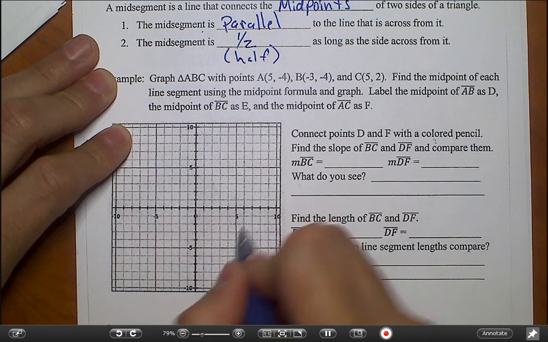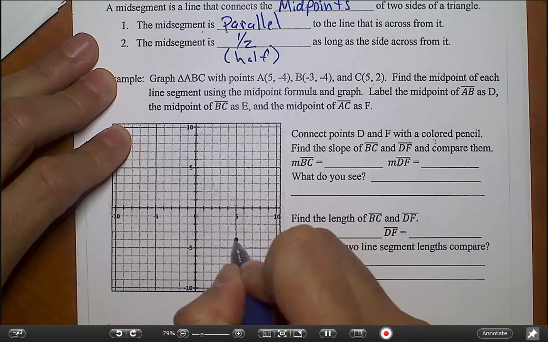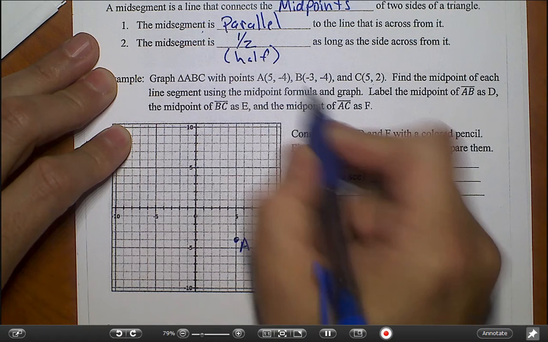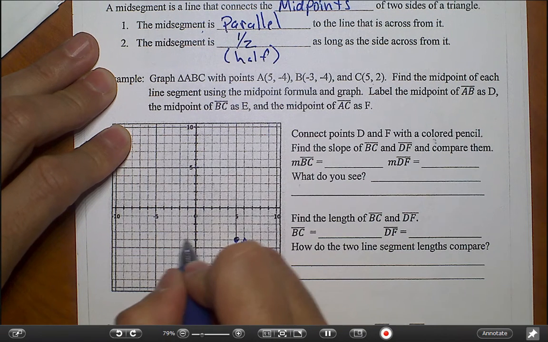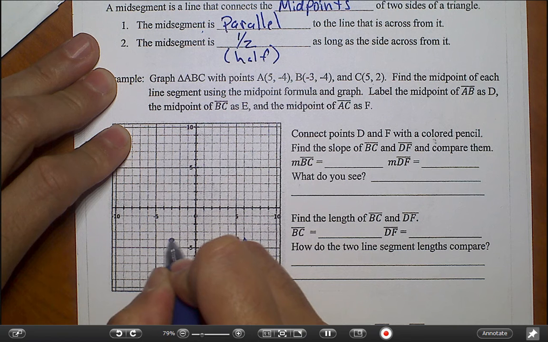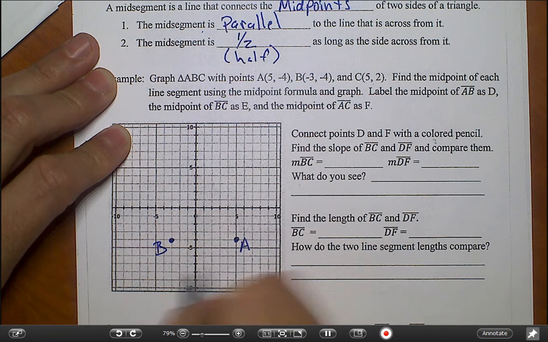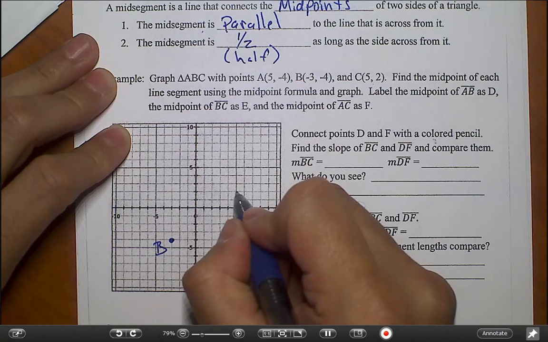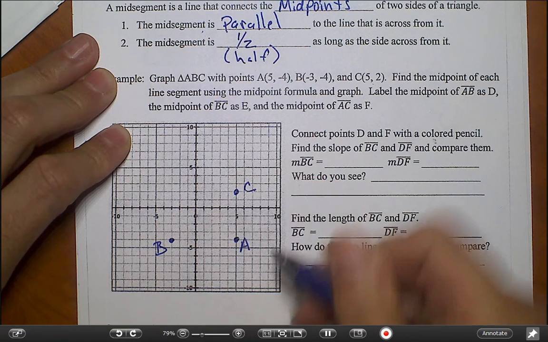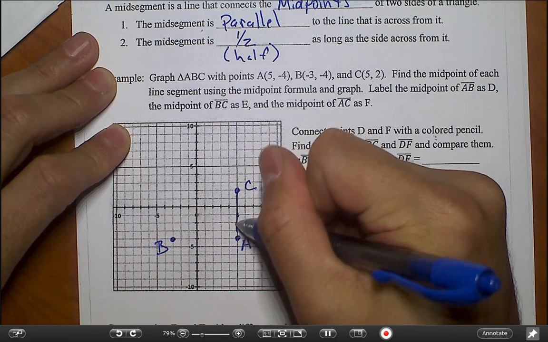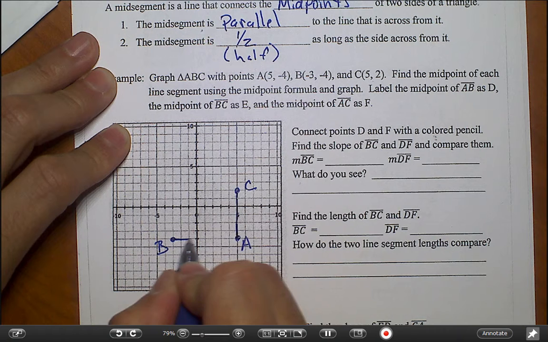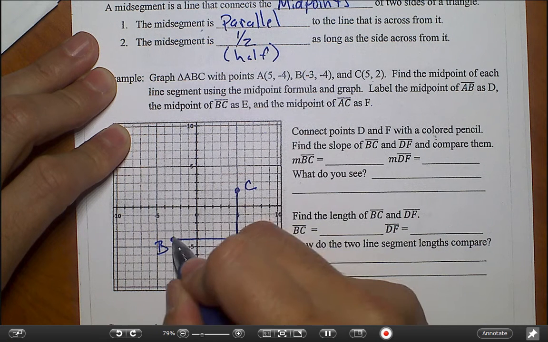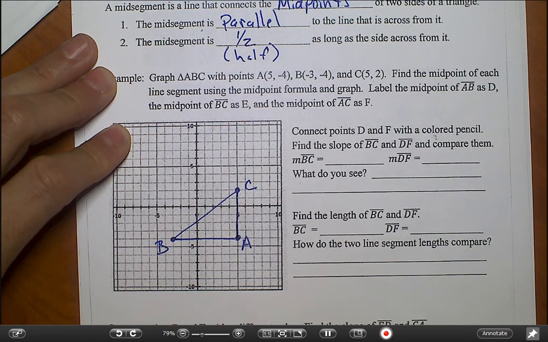So 5, -4. That's A. We have B is -3, -4. That's the pre-image? Yes, this is the pre-image. And then C is going to be 5, 2. Go through, connect the dots. There we go.